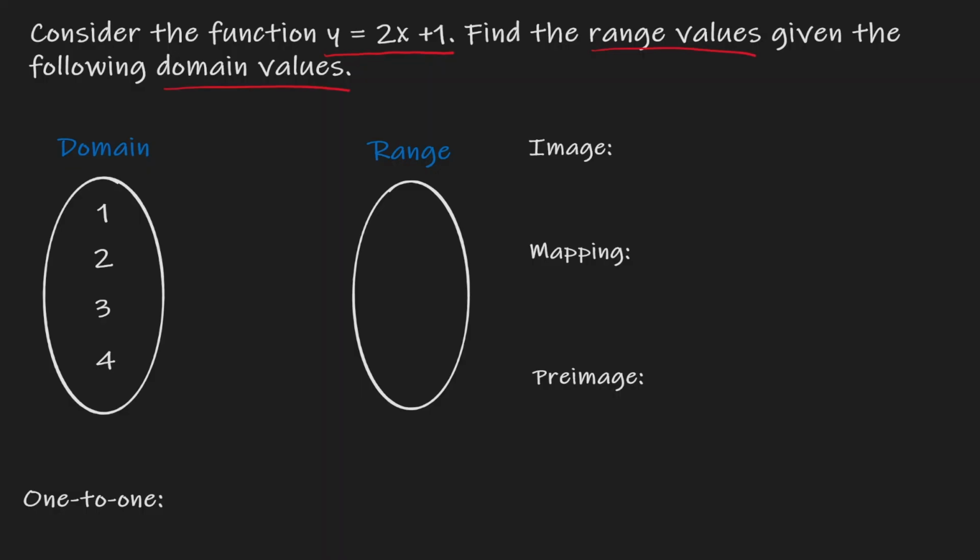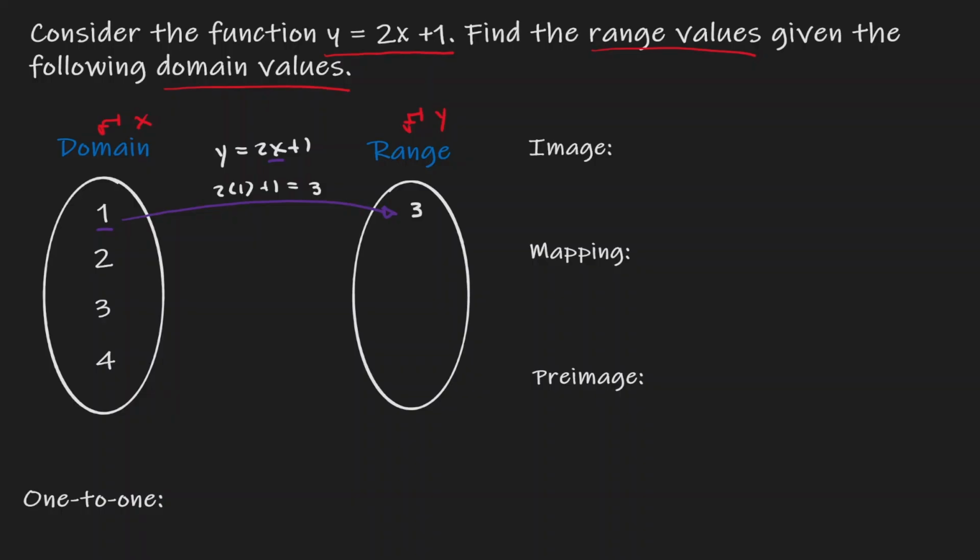So let's remind ourselves, domain are all the possible x values within a function, and range are all the possible y values within my function. To perform this mapping, we can consider the function that we are given, y equals 2x plus 1, and let's plug in the value of 1 to my function. What will be the y value that we obtain when we plug in the value of 1? Well, that will be 2 times 1 plus 1, which is equivalent to 3. That will be the range value that we obtain when we plug in the value of 1.